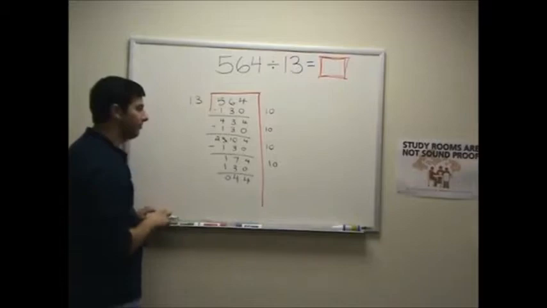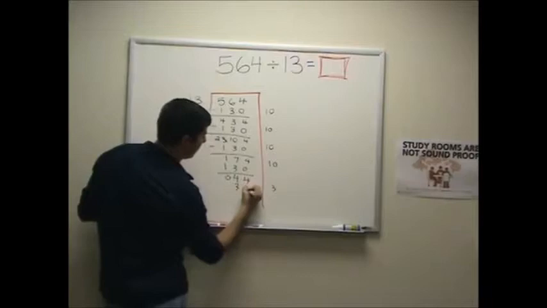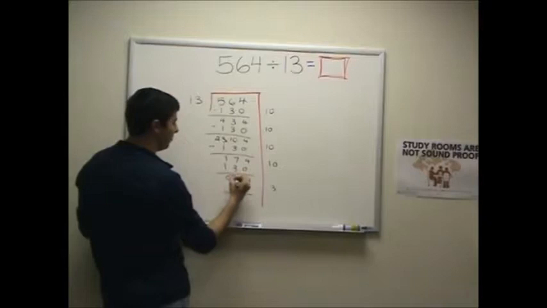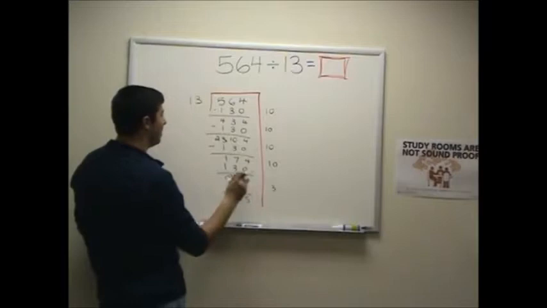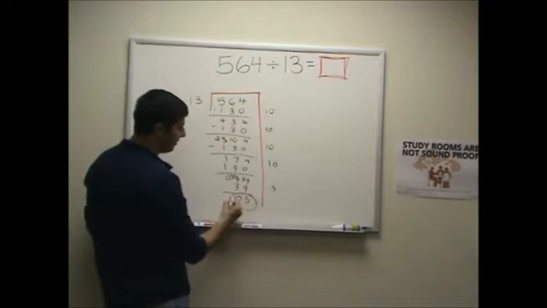Well, I know that 3 groups of 13 equals 39. 4 minus 9, we can't do that, so we have to borrow. 14 minus 9 is 5. 3 minus 3 is 0. Now, can we put any groups of 13 into 5? We can't. It's too small. So we're going to save that as our remainder.